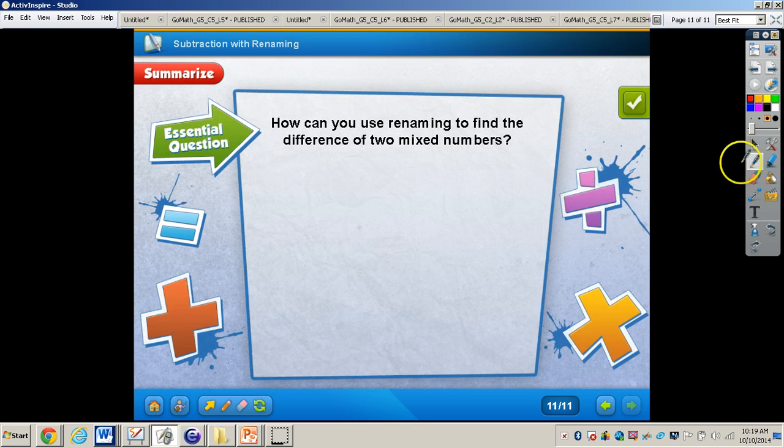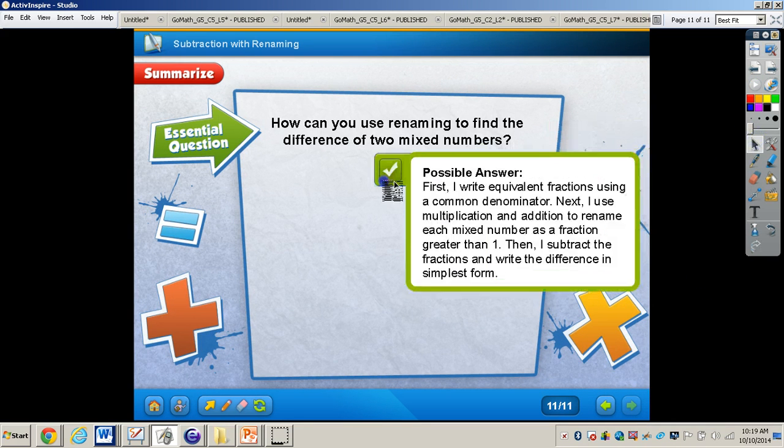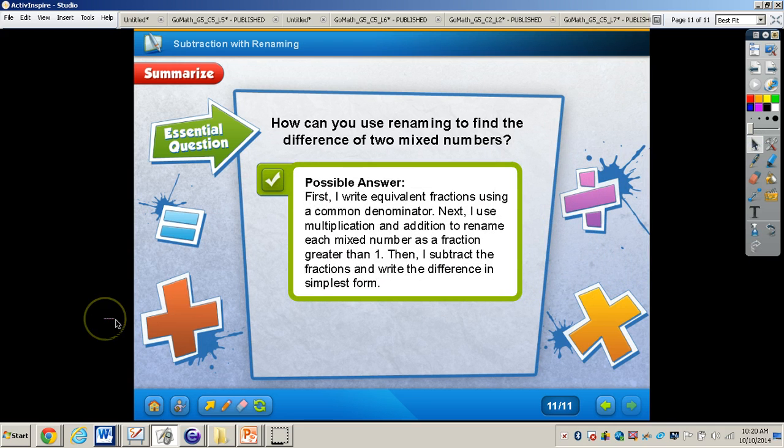And moving to the essential question, how can you use renaming to find the difference of 2 mixed numbers? You can see the possible answer here. It's really 2 different ways you can do it. It's very important that you pick a strategy and really understand that process very well. Now this concludes the video on subtraction with renaming. If you have any questions about this concept, please come and see me.